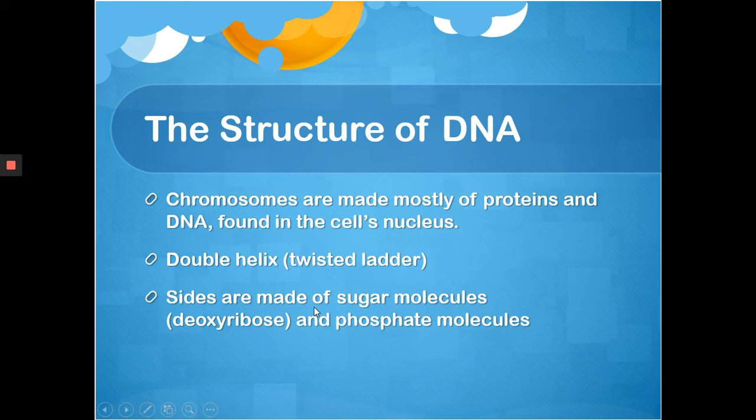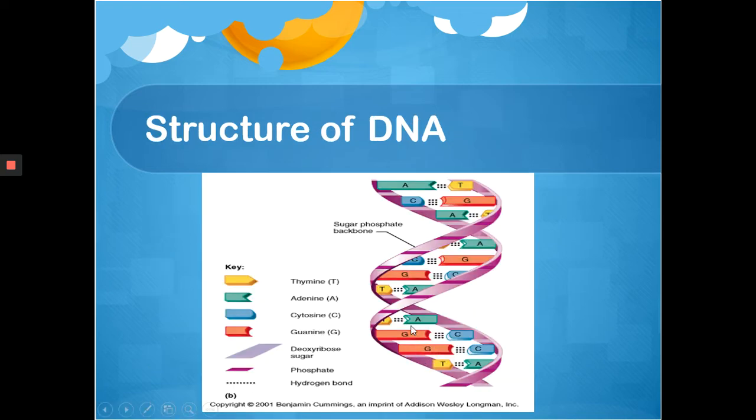So if you think of a ladder, the sides, the rails of the ladder, are made up of two different structures. One is deoxyribose, which is a sugar molecule, and the other is a phosphate molecule. So that's what makes up the sides of the twisted ladder. The base pairs, the nitrogen bases, are the rungs. If you think of the rungs, that would be where you'd put your hands and your feet on the ladder. To give you a look at it, this is over on page 388 and 389.